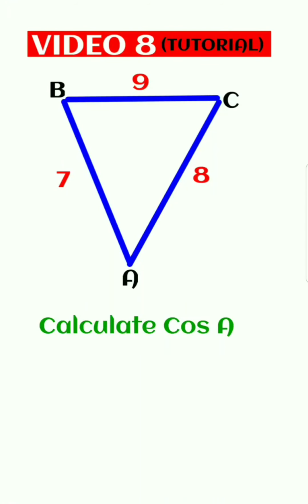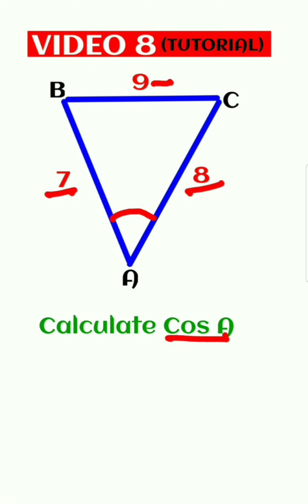Welcome to tutorial 8, a tutorial about finding angles using the cosine rule. The cosine rule is used to find angles when given all the three sides. As in this case, we have got all the three sides. So the question is saying find cos A.